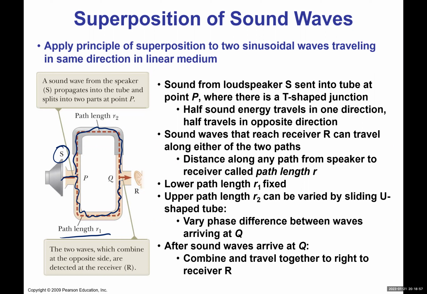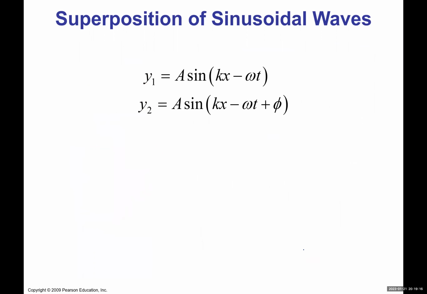And one thing we have here is when they reach Q, they combine, and what basically goes to R will depend on their phase difference. So the mathematical approach for this will be more or less something like this. Taking one wave to be Y1, another wave to be Y2: Y1 equals A sine(kx minus omega t), and the second one, Y2 equals A sine(kx minus omega t plus phi), assuming that there could potentially be a phase difference between them.